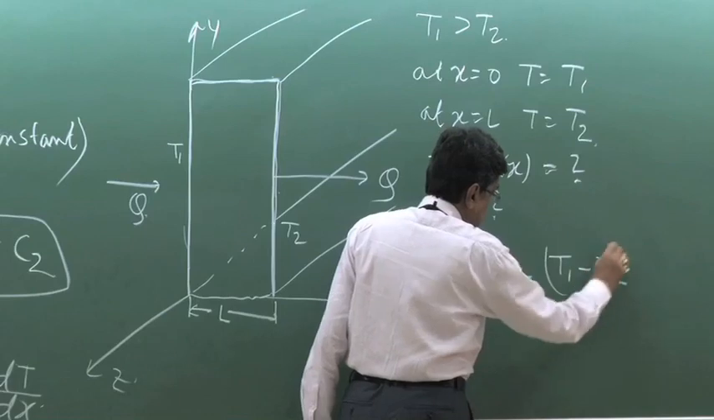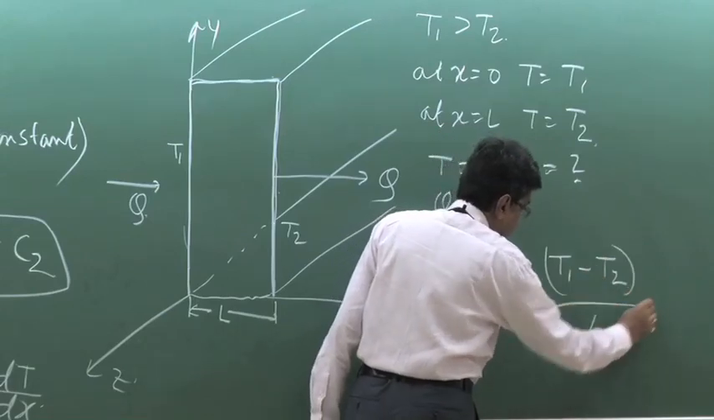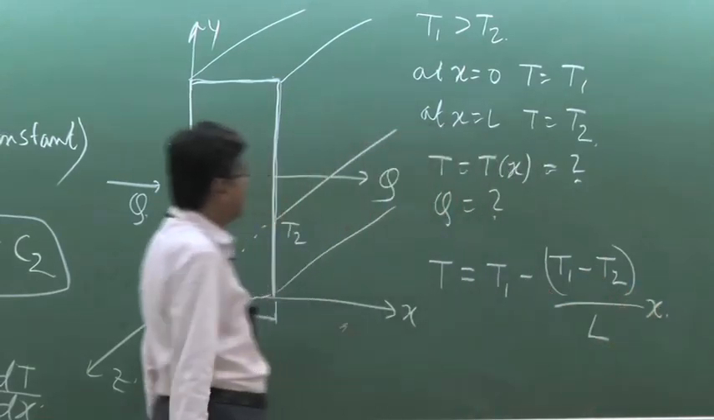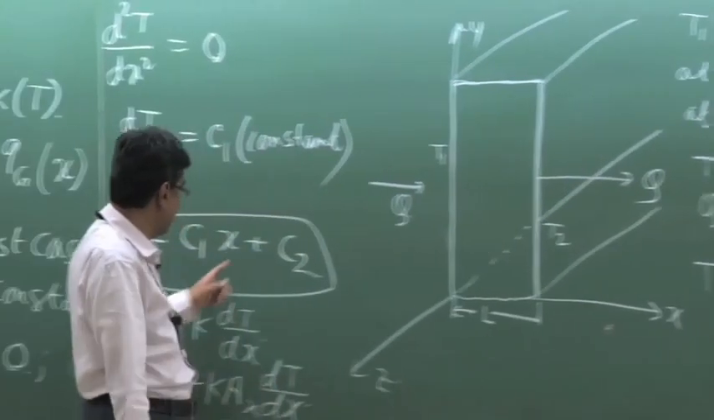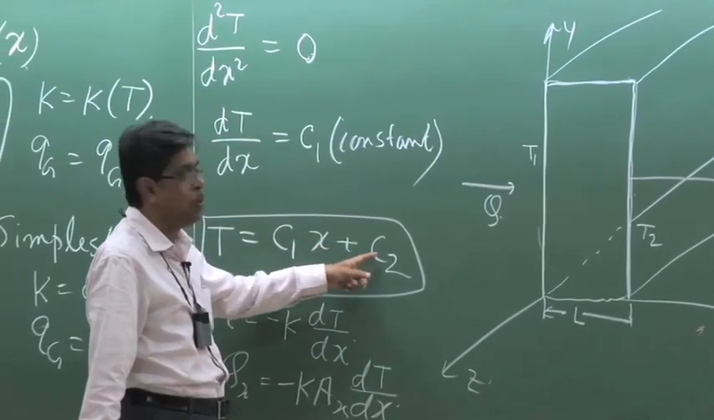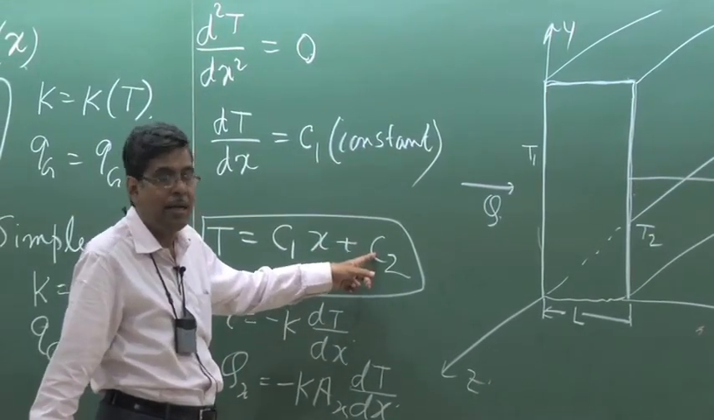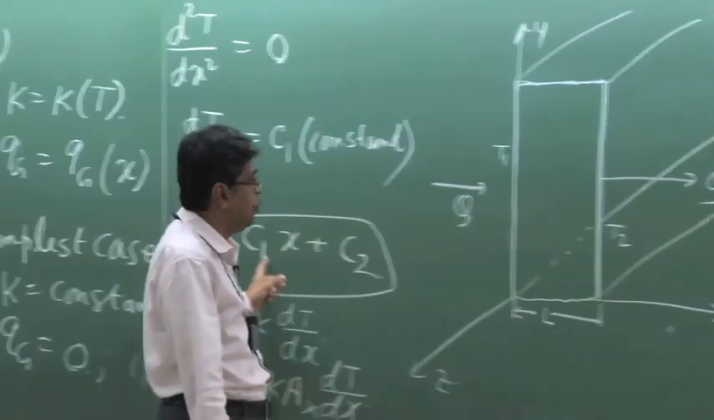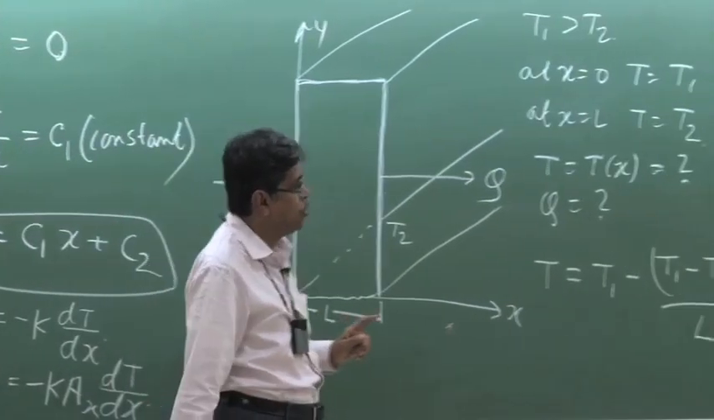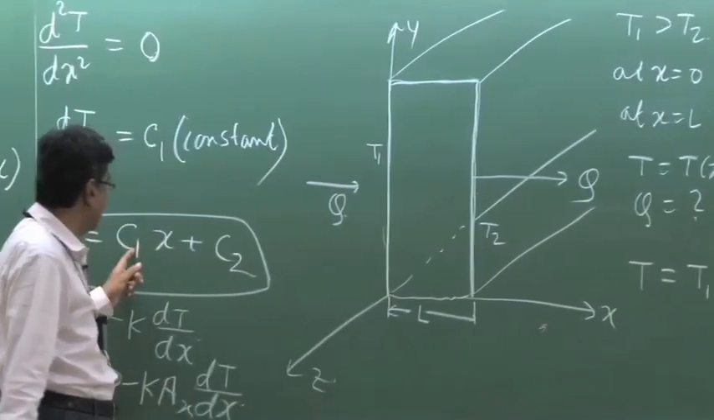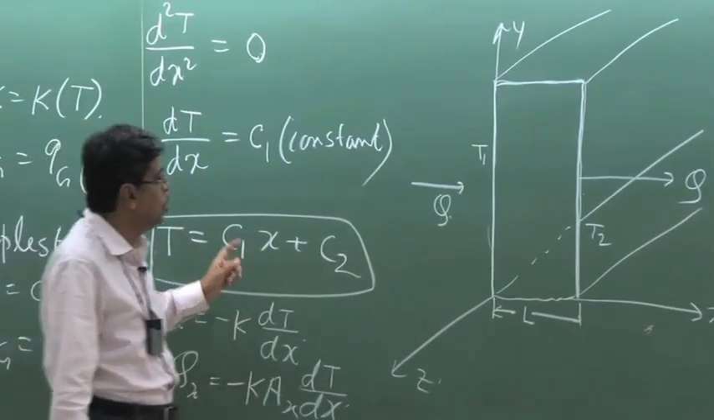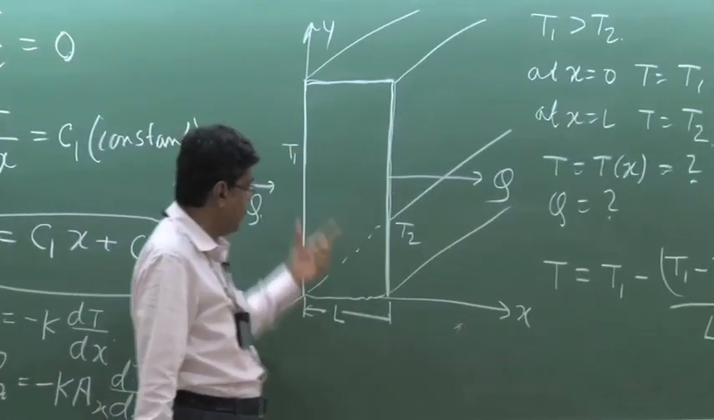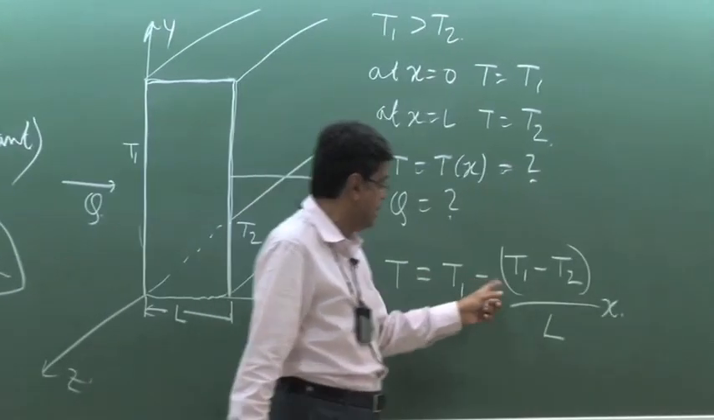T2 divided by L into X. First boundary condition at X is equal to 0, T is equal to T1, you get C2 is T1. And the second boundary condition, if you give, you get the value of C1, which indicates the slope, which will be T2 minus T1 divided by L. And we write in this fashion.